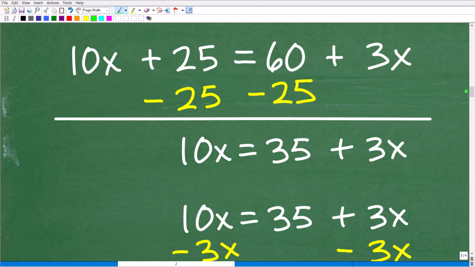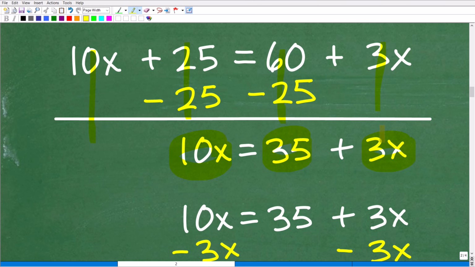So the first thing is I'm going to move all the numbers to the right and all my variable terms to the left-hand side. Doesn't make a difference if you move the numbers first or the variables first. So here I'm going to move this 25 to the other side of the equation. I'm going to subtract 25 from both sides of the equation. And when I do this, you can just add down in a column manner. So 10x plus nothing is 10x. Positive 25 minus 25 is 0. 60 minus 25 is 35.